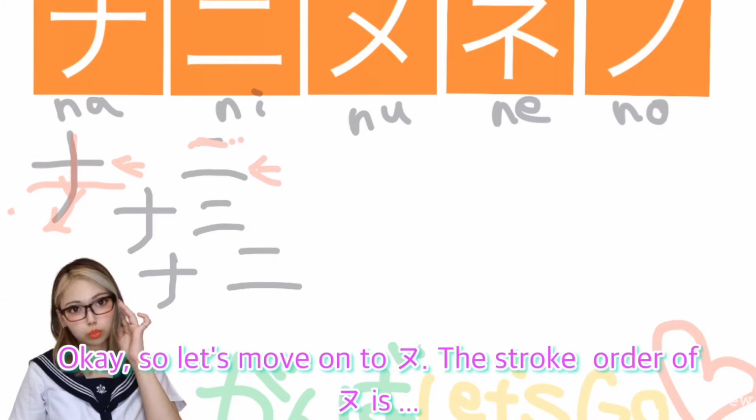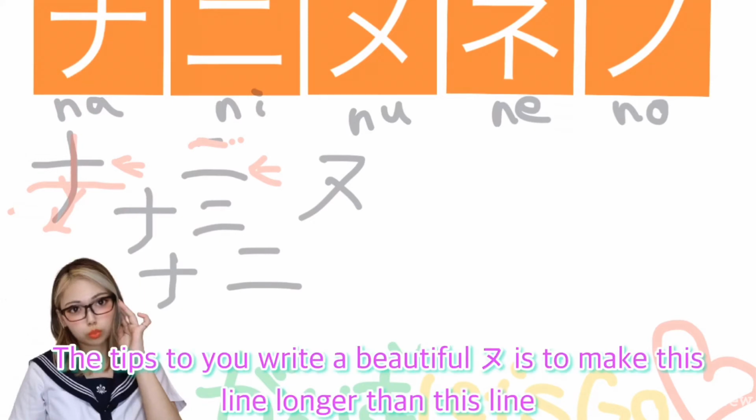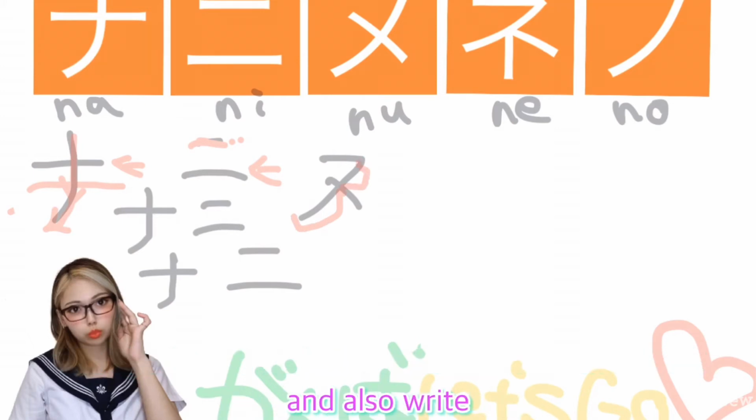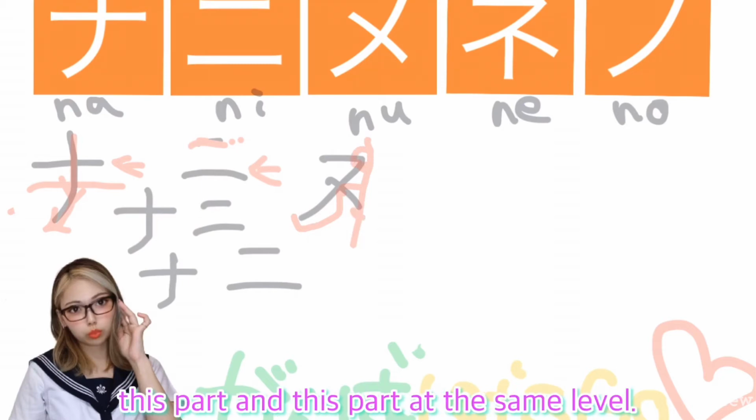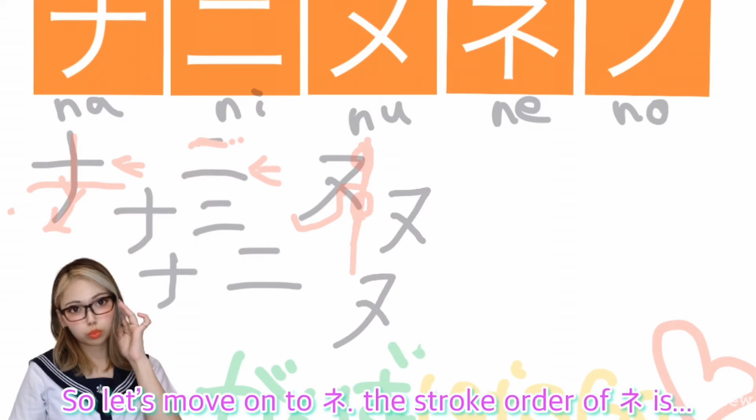Okay, so let's move on to nu. The stroke order of nu is 1 and 2. The tips to write a beautiful nu are to make this line longer than this line, and also write this part and this part at the same level. So I'll write again. 1 and 2. Okay, so let's move on to ne.